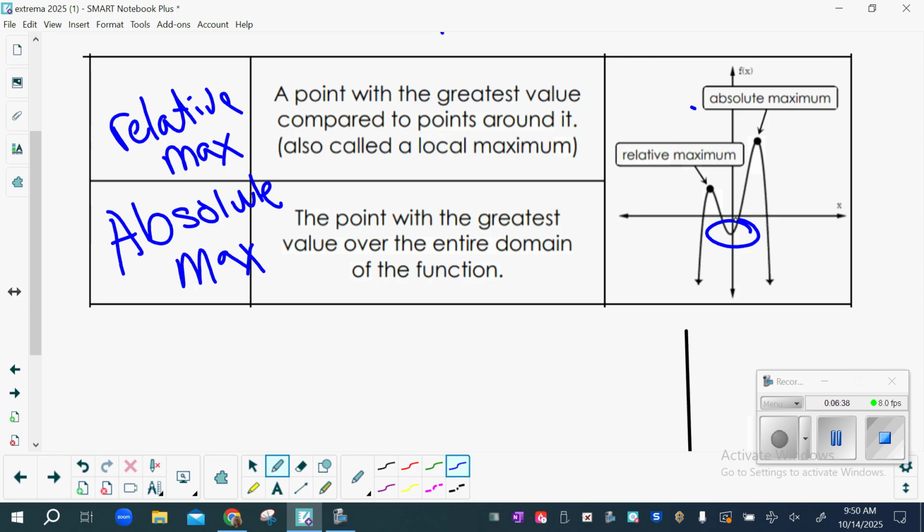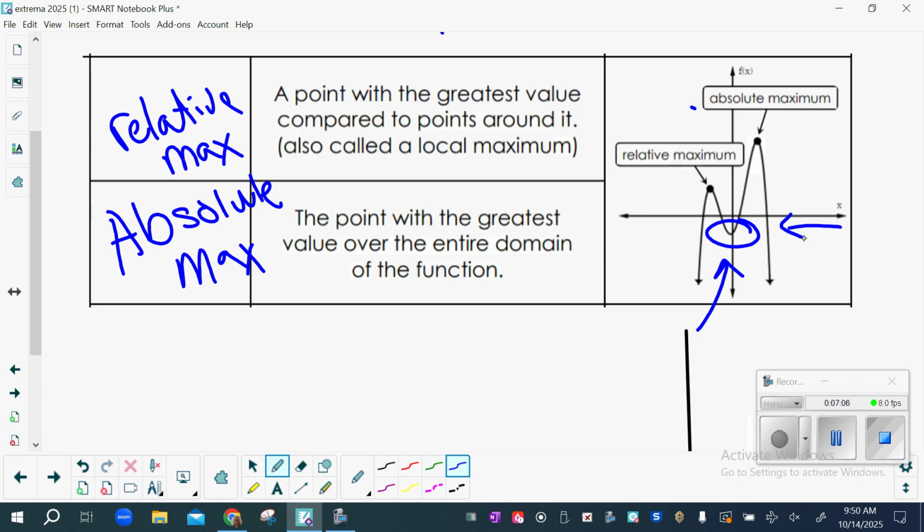Is he a maximum? Is he a minimum? Is he absolute? Is he relative? That spot right here. Talk now. I'm going to call on someone to tell me what it is. Talk to each other. Decide what it is. Decide that spot.